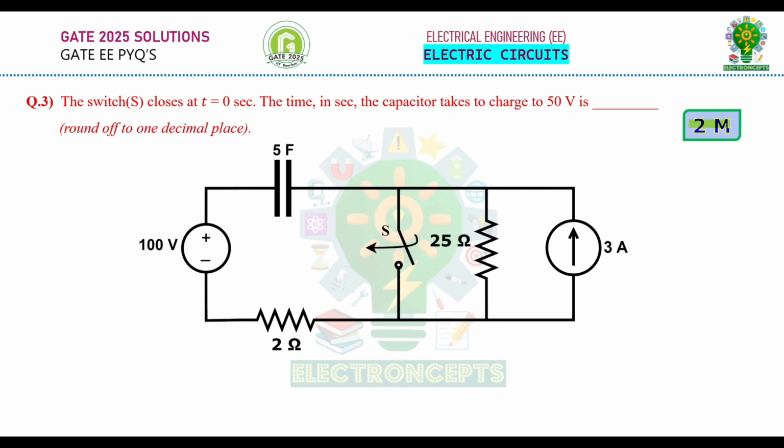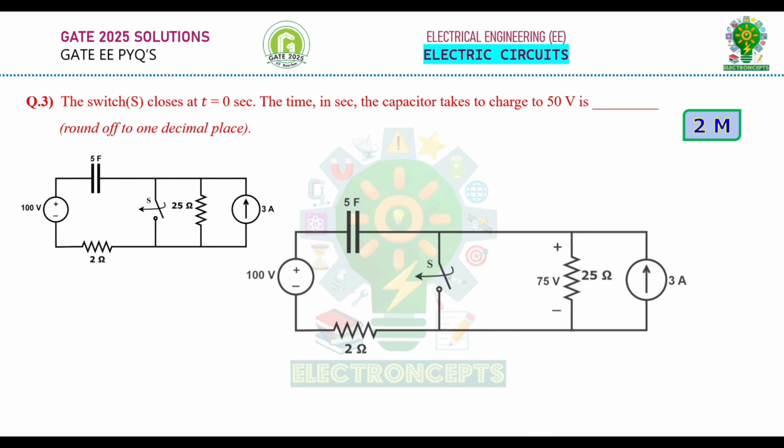Question number 3. This is a GATE 2 mark question. A switch is closed at t is equal to 0 seconds. The time in seconds the capacitor takes to charge to 50 volts is. This question is from transients. For any transient problem, we need to find the initial value, final value and the time constant. Let's calculate those values.